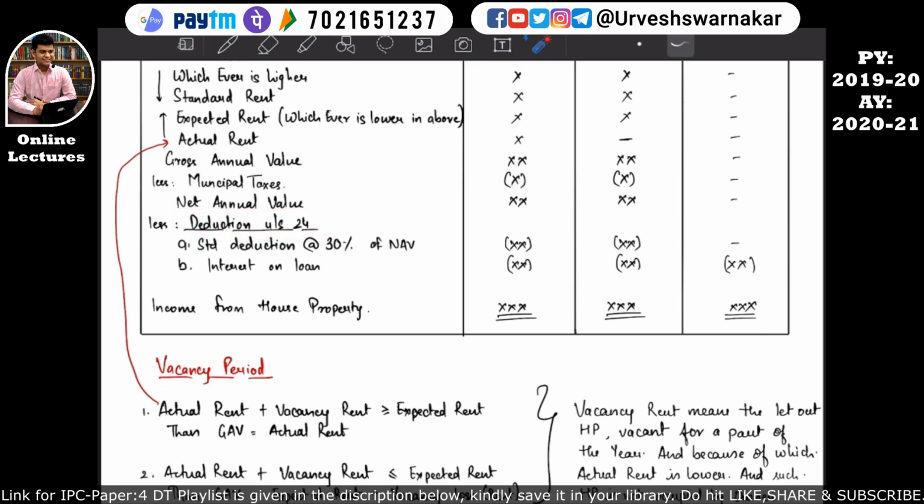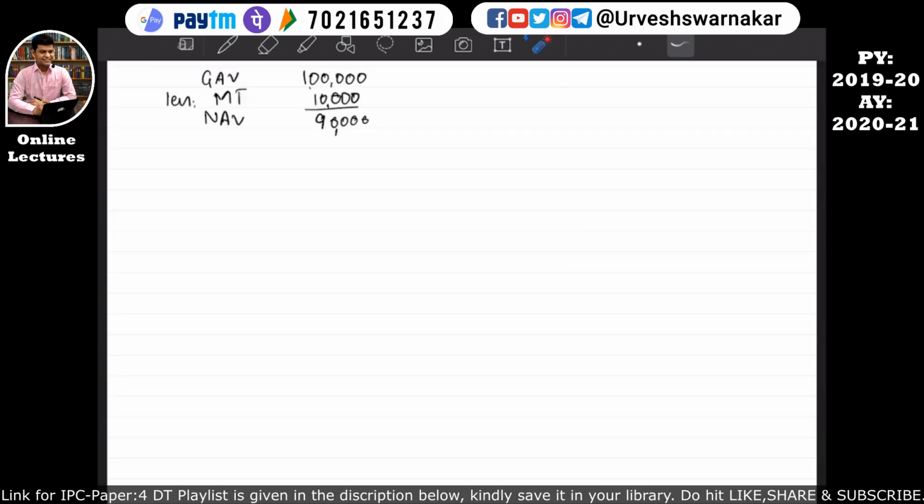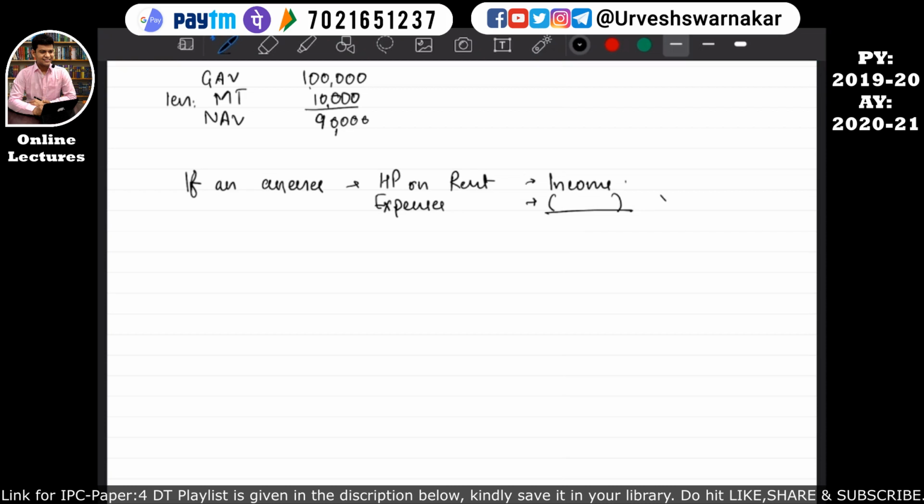Okay, we'll understand that deduction under section 24 subsection A, standard deduction at the rate of 30% of the NAV, and deduction under section 24 subsection B, interest on loan, is allowed as deduction from this net annual value. So I want you all to understand a few things. If an assessee is giving a house property on rent, he is earning this rent as income, and he might also incur some expenses. Whether these expenses can be allowed as deduction from this income, the answer is no.